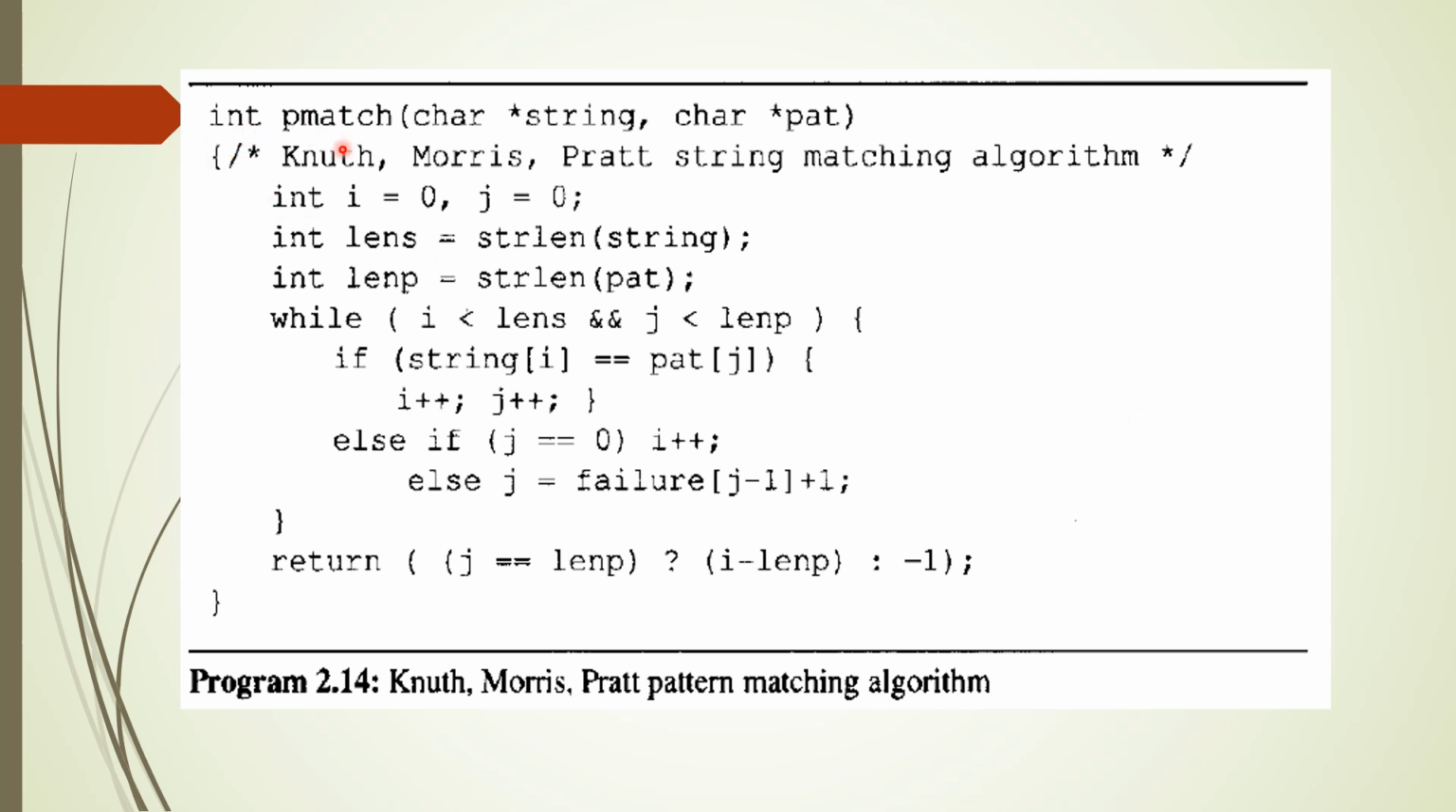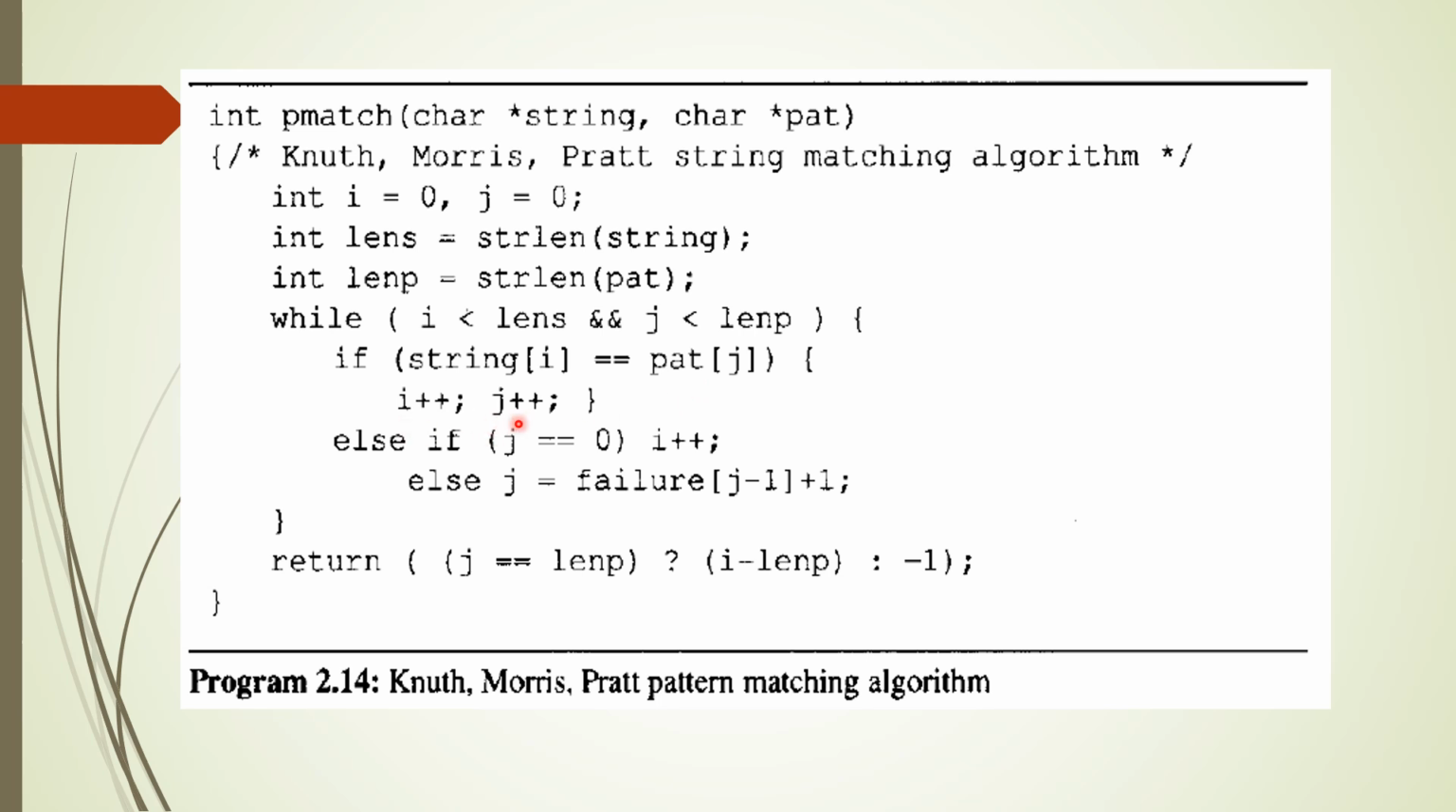So here, in the int pattern matching algorithm, the inputs to this function are a text string and a pattern string. i and j are index variables, with the length of the string and the length of the pattern. As long as the value of i is less than the length of the string and j is less than the length of the pattern, where i is an index variable to the text string and j is an index variable to the pattern string, compare the first character of the text string with the corresponding character of the pattern. If there is a match, then increment i and j.